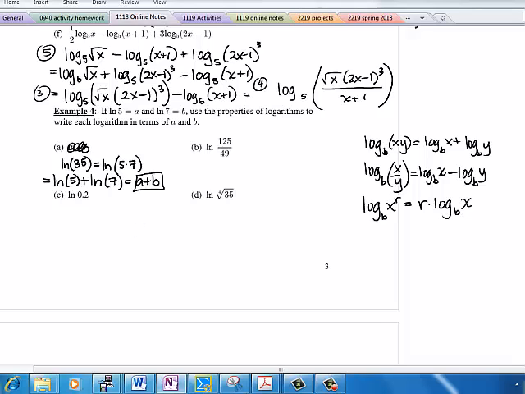In the next one, we want to relate 125 and 49 to 5 and 7. Well, we can think, 125 is 5 cubed, and 49 is 7 squared. And then use the properties of logarithms.